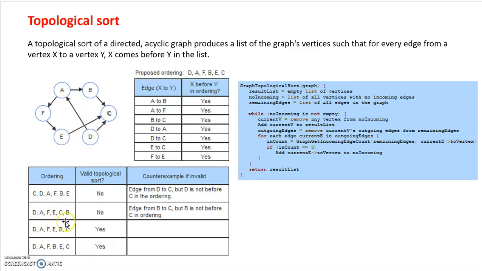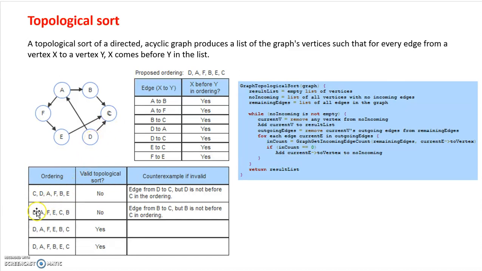Here are some orderings, topological sorts, and we want to check to see whether they are correct or not. For example, starting from C to D, that's incorrect, right? Because we have an edge from D to C, so D has to appear before C. That's incorrect. What about this one?